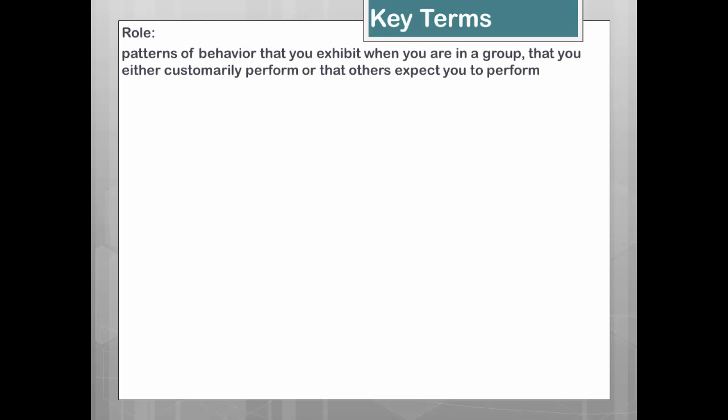As this model indicates, role-playing is a fluid process, and during a single meeting, an individual can play several roles. We'll go into those roles in more detail in the next video lecture. But let's end this discussion with some key terms related to roles. First, remember the definition of a role from the beginning of this lecture. It will come into play in a bit.